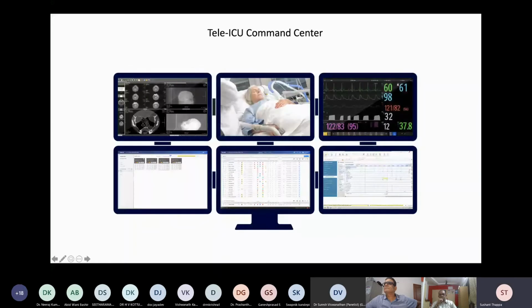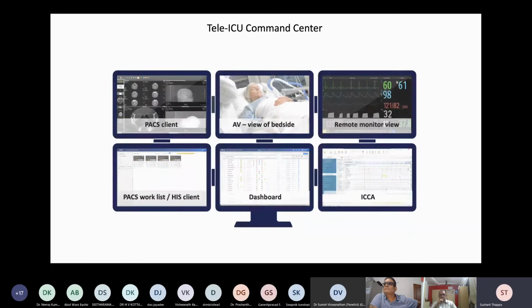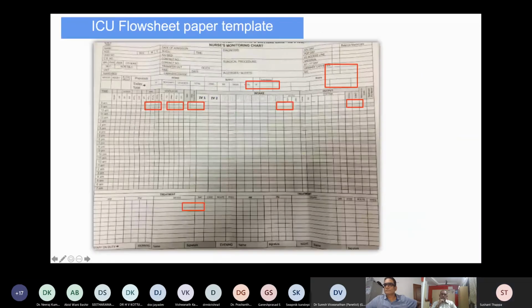Components somehow look like this. So you can see your PACS images of a patient. You can see the audio video of a patient, their parameters, a dashboard. This is a hospital dashboard, and this is an individual patient dashboard. So all of this data is available at one particular time, right? Right from your work list, what kind of patients are available. So all of that data is essentially available within the system.